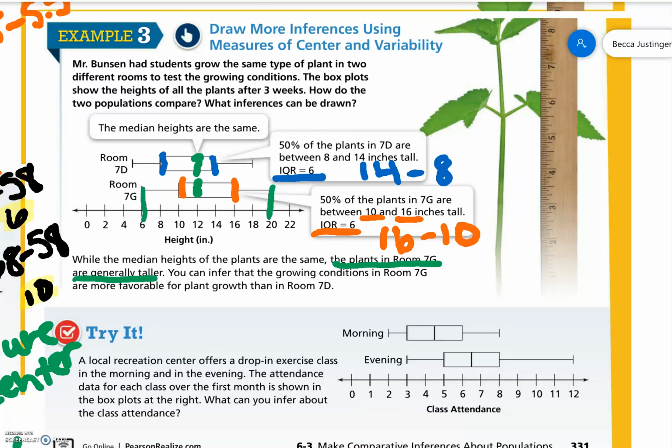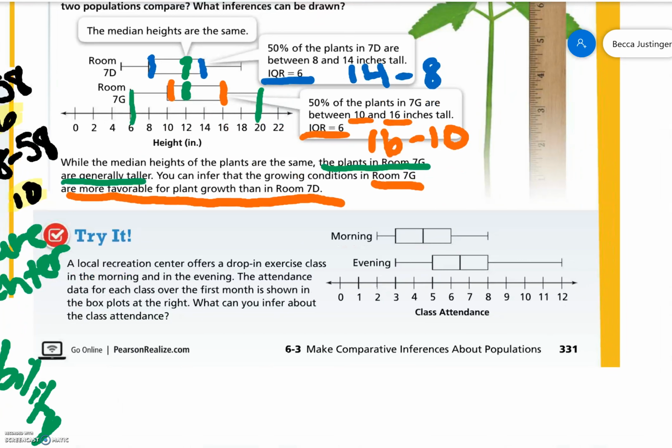So you can infer that the growing conditions in room 7G are more favorable for the plant growth than in 7D. Now we don't know that for sure, but based off of the fact that 7G, the whole data set is moved towards the right, I would say that based off of this data, it's more favorable. It's better to grow them in 7G.